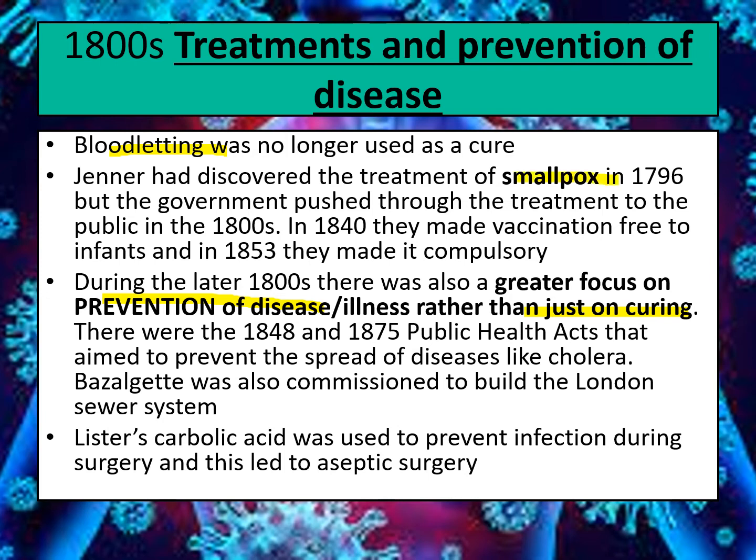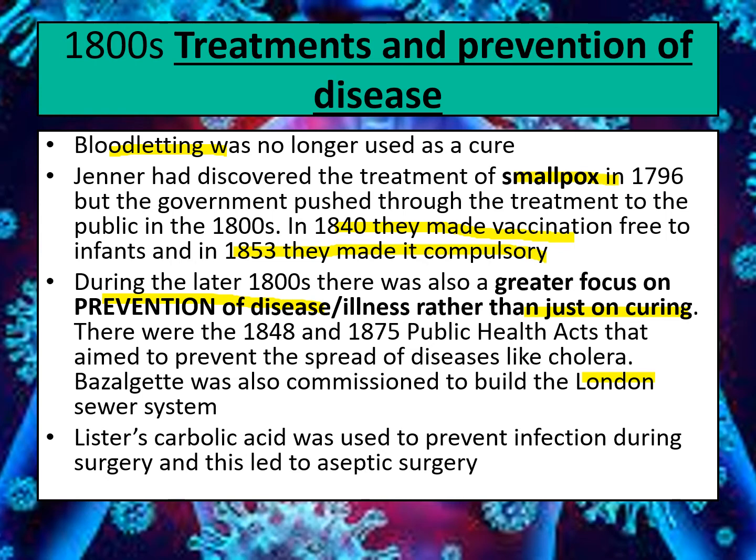Remember, obviously Jenner had made that discovery in 1796 that injecting people with cowpox stopped them getting or at least dying from the deadly disease of smallpox. And in the 1800s, the government took responsibility for this and ended up trying to stop people getting it, preventing it before it spread. For instance, they did things like in 1840 making the vaccination free to infants, and in 1853 they made it compulsory, although it wasn't strictly enforced at this time. They were also doing things like trying to prevent people getting cholera by doing things like building the London sewer system. We'll learn more about that in Unit 2.